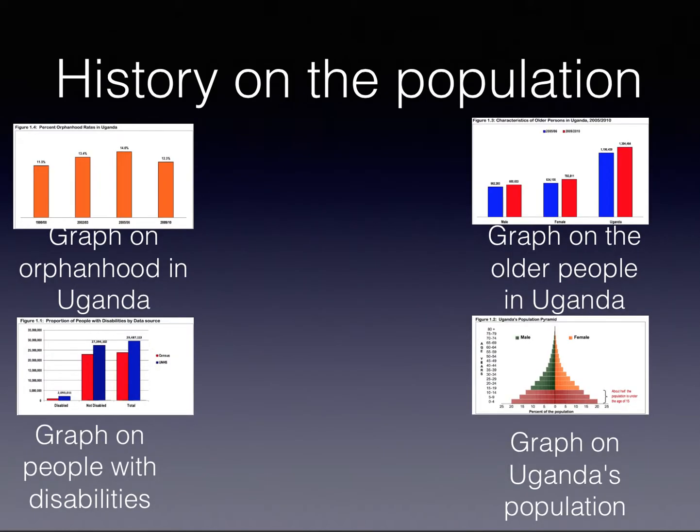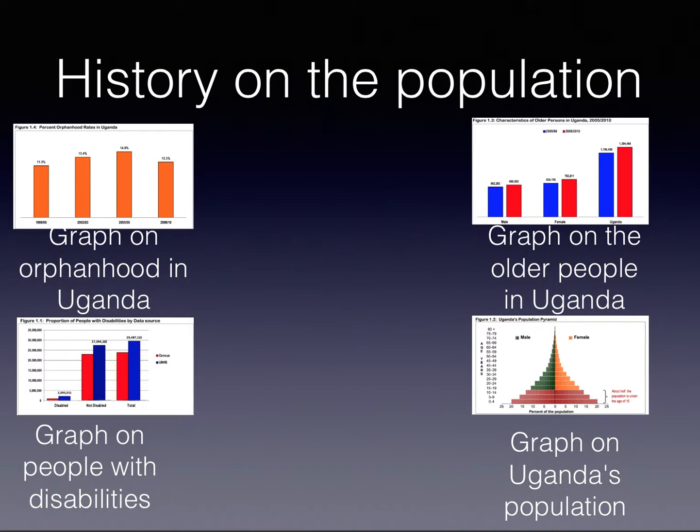So, a brief history on the population. Figure 1.5 is a graph on the orphanhood in Uganda. The first bar shows the orphanhood in 1999 to 2000. The second one is 2002 to 2003. The third one is 2005 to 2006. And the other one is 2014. So it talks about the orphanhood.